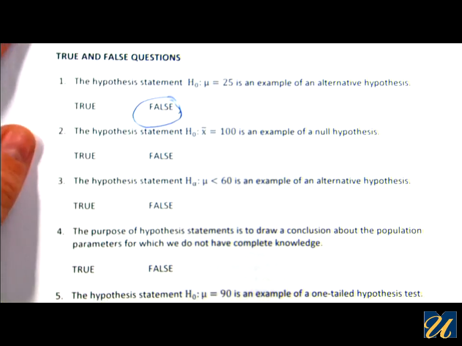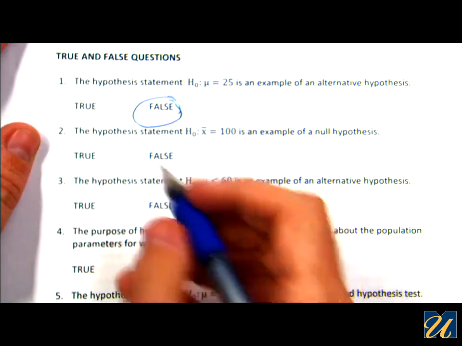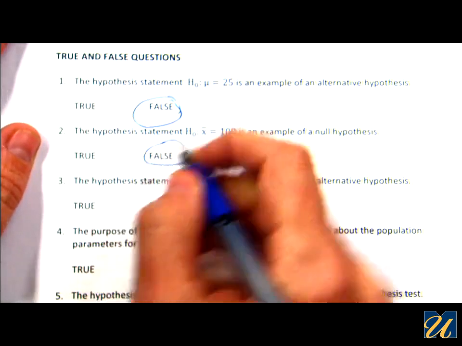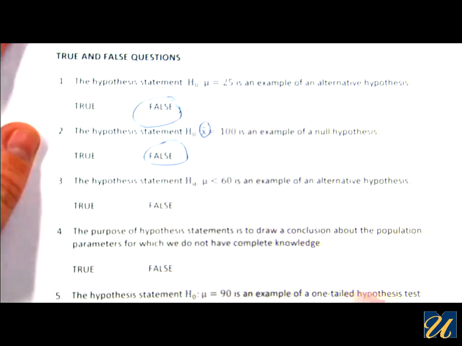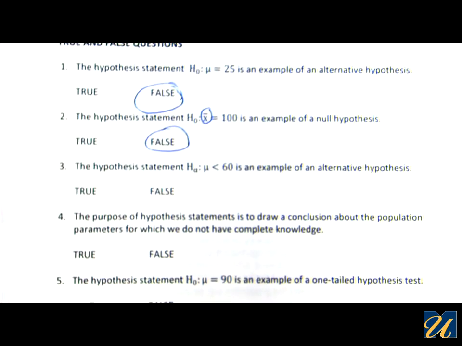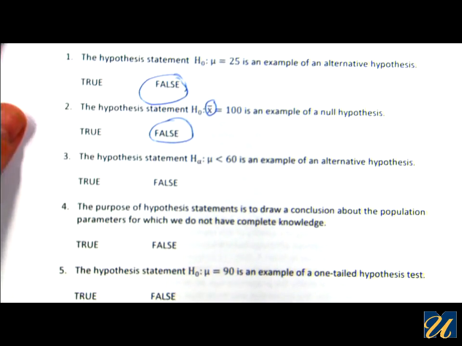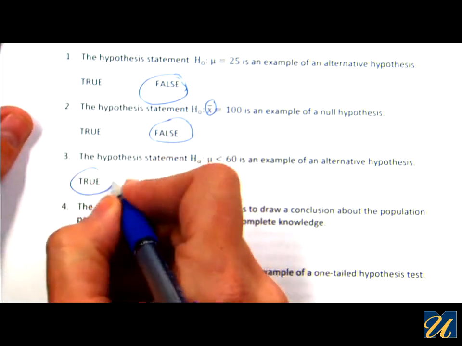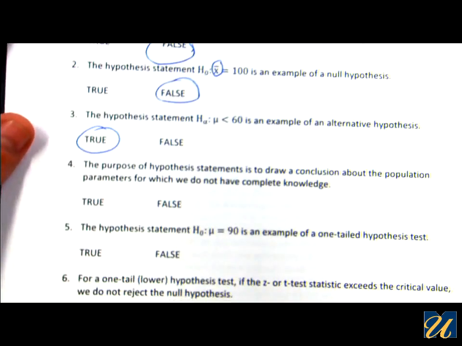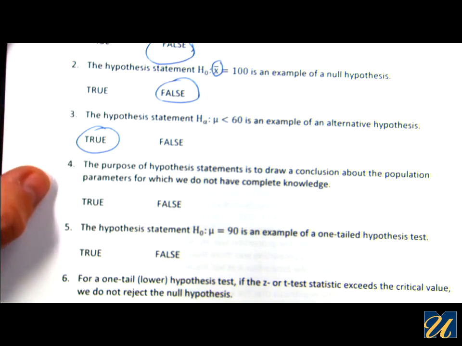The hypothesis statement H0 has x bar equal to 100 is an example of a null hypothesis. This is also false. We do not test for sample statistics, only population parameters. The hypothesis statement HA with mu less than 60 is an example of an alternative hypothesis. This is correct. The purpose of hypothesis statements is to draw a conclusion about the population parameter for which we do not have complete knowledge.